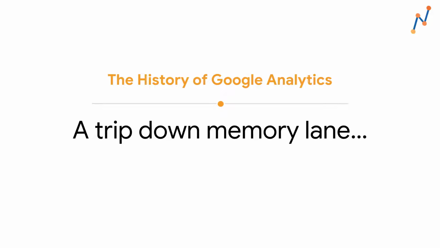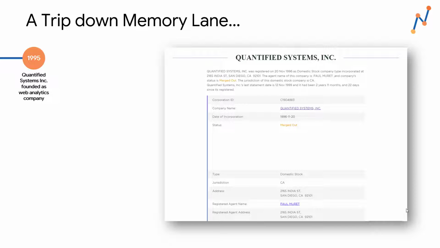In order to understand what the differences between Universal Analytics and GA4 are and why they were necessary at all, we need to take a closer look at the evolution of Google Analytics. So let's take a trip down memory lane and start where it all began. And that was when in 1995 the company Quantified Systems was founded in San Diego, California. The company's purpose at that time was to perform web analytics. And this was done with their own developed software called e-CENS.